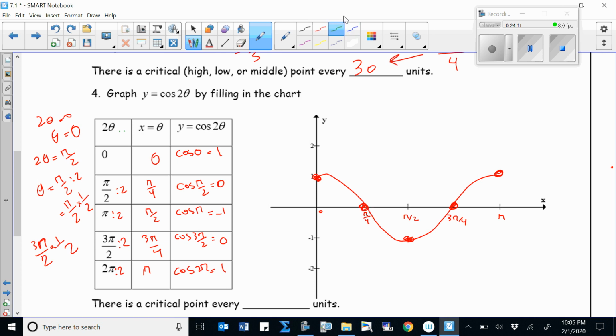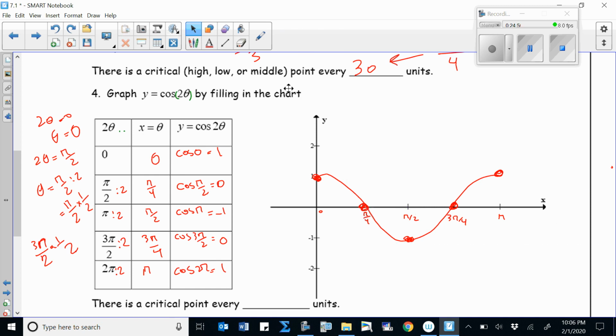Again, we know that the graph of the parent function has a period of 2 pi. So this function was supposed to be something like this. But now it's a horizontal shrink, because we are multiplying the x value by a number which is greater than 1. That causes a horizontal shrink to the function.